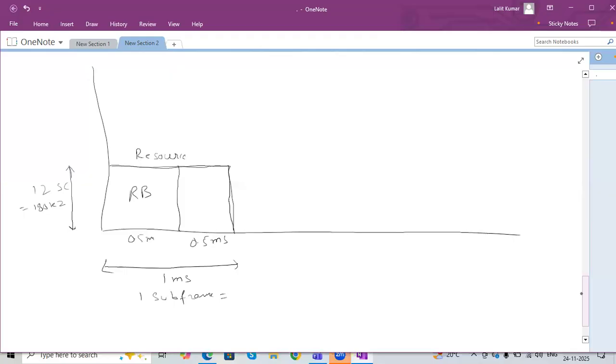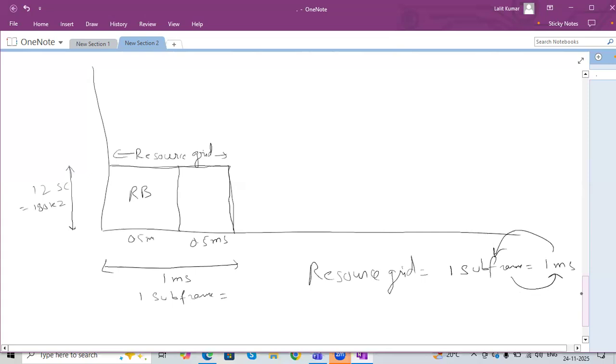Okay, this is resource grid. Resource grid means one subframe. Wherever I say one subframe, just think of it as another meaning of 1 millisecond only. So these are used interchangeably. Somewhere they mention 1 millisecond, which means one subframe only. Somewhere they say one subframe, just take it as 1 millisecond only. This is a known terminology.